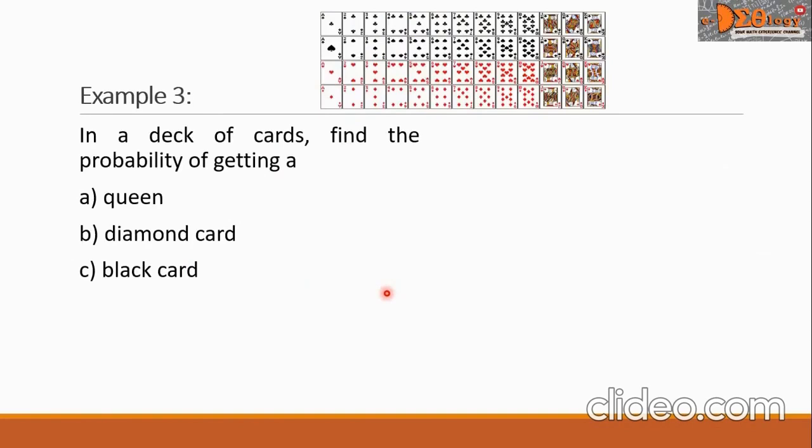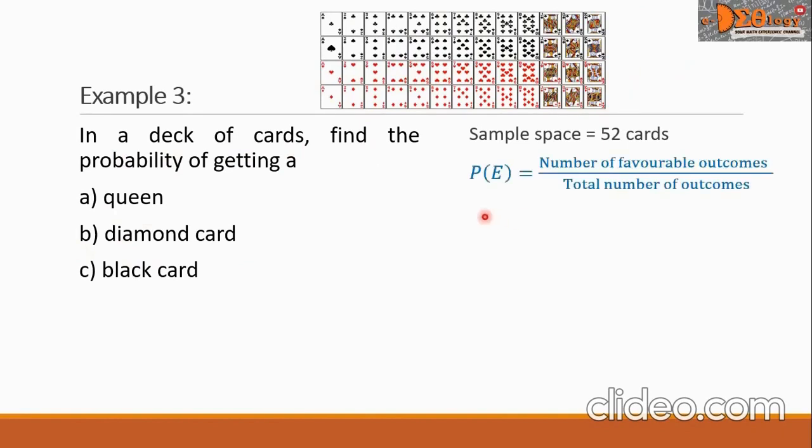Let's proceed with example 3. In a deck of cards, find the probability of getting letter A, queen, letter B, diamond card, letter C, black card. In our sample space, there are 52 cards in a deck of cards. Our formula is given, and let us proceed now with our problem A.